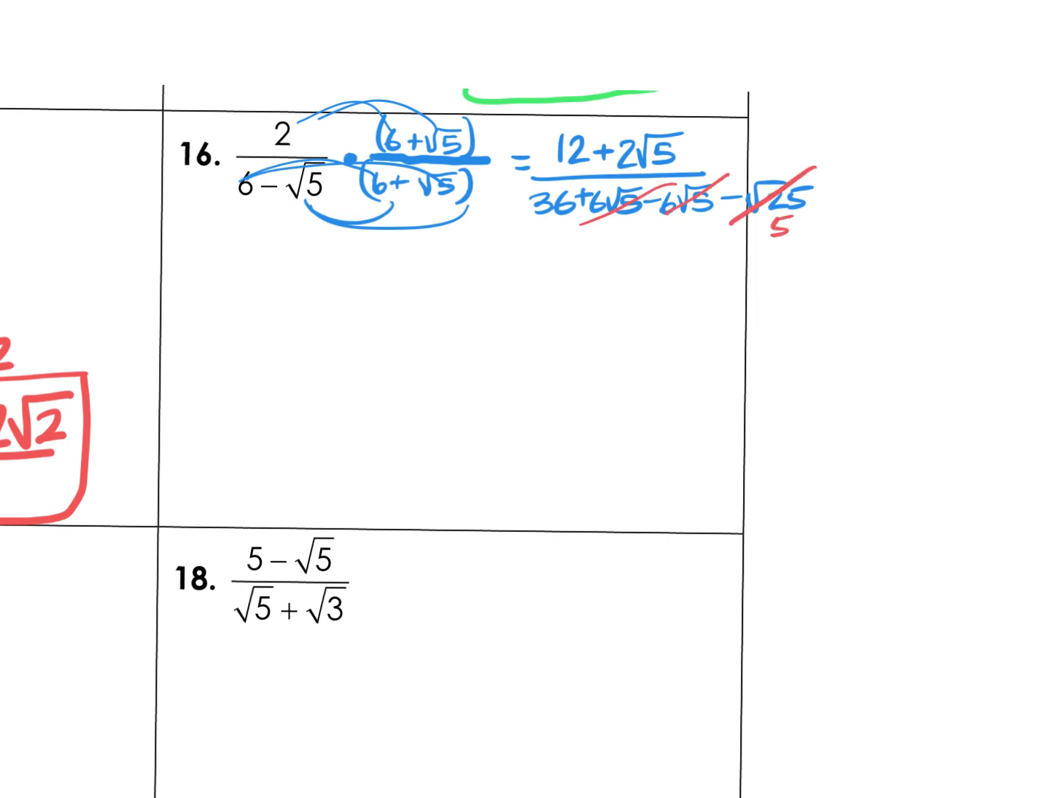Those cancel. So my answer is going to be 12 plus 2 square root 5 over 36 minus 5 is 31. Now we look and see, is there anything in those 3 coefficients that reduce? 12, 2, and 31. Nothing reduces, so this is our final answer.